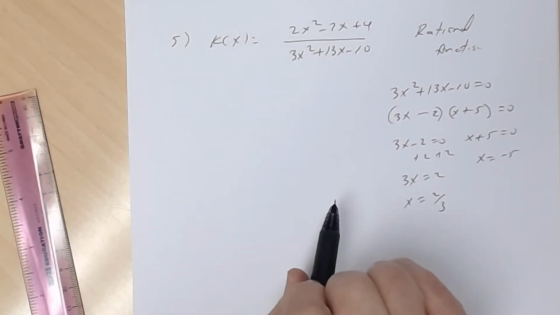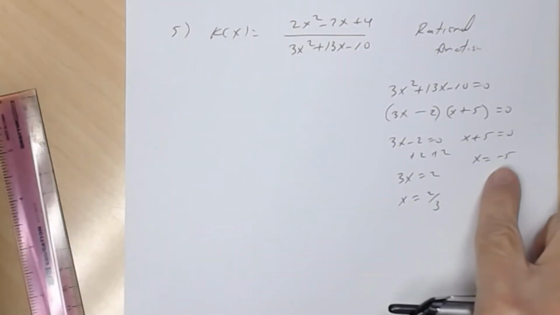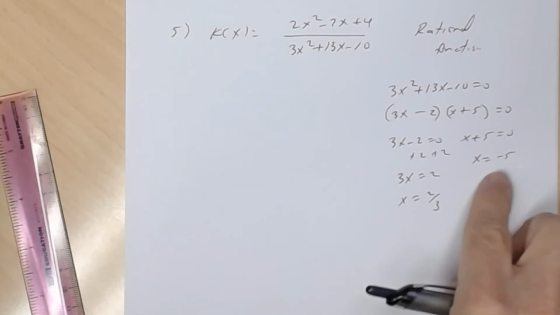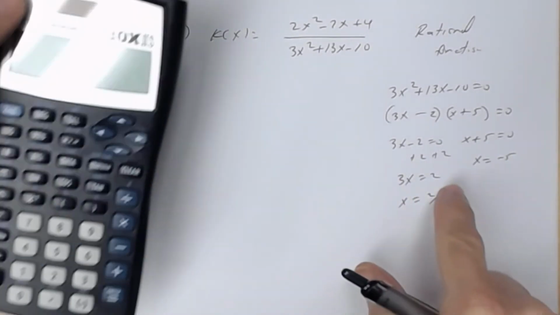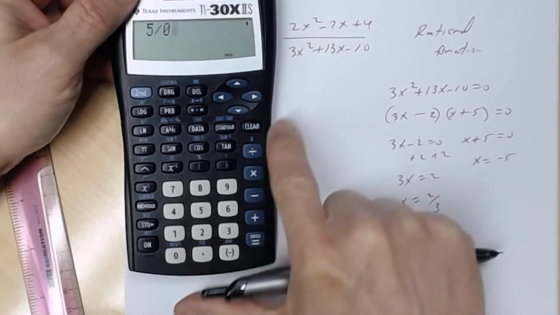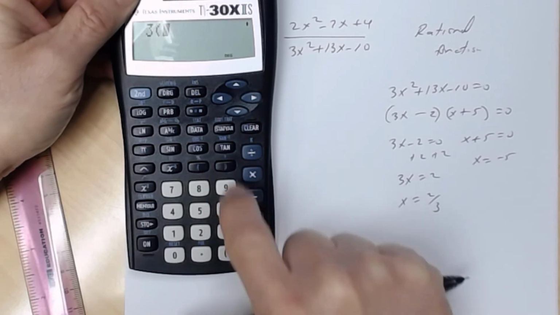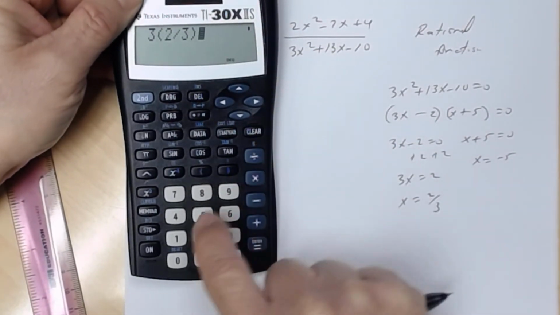Okay? All right. Now if you don't believe me, try it. Let's just check 2/3. Where we see the variable x in the denominator, substitute 2/3 and see if you get 0. Watch. You're going to get 3 times 2 divided by 3, and I need to square that.